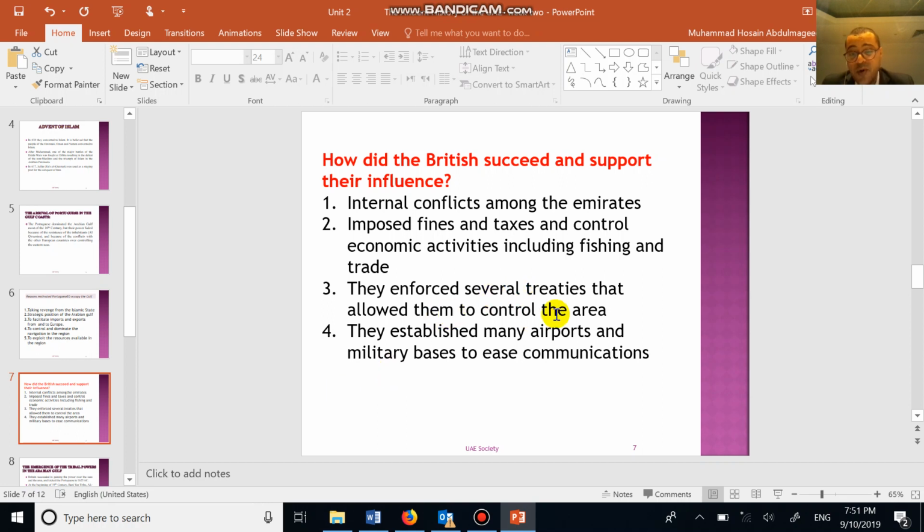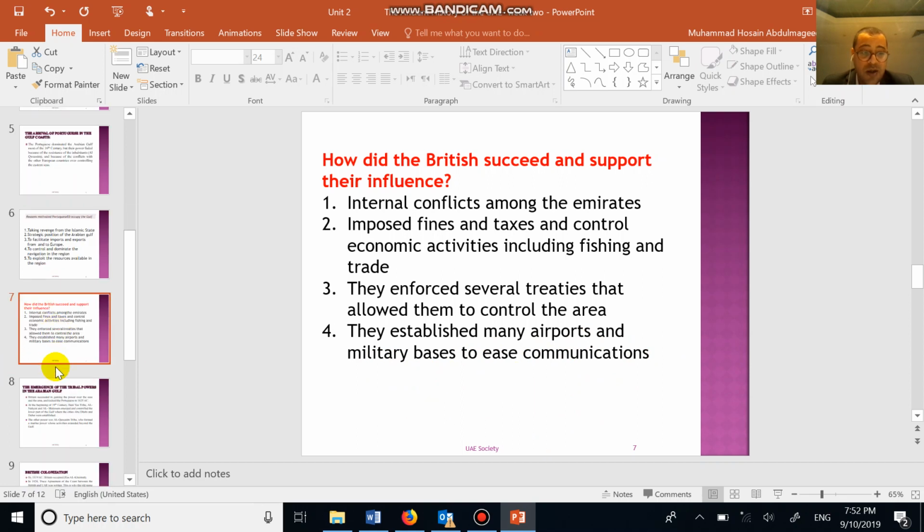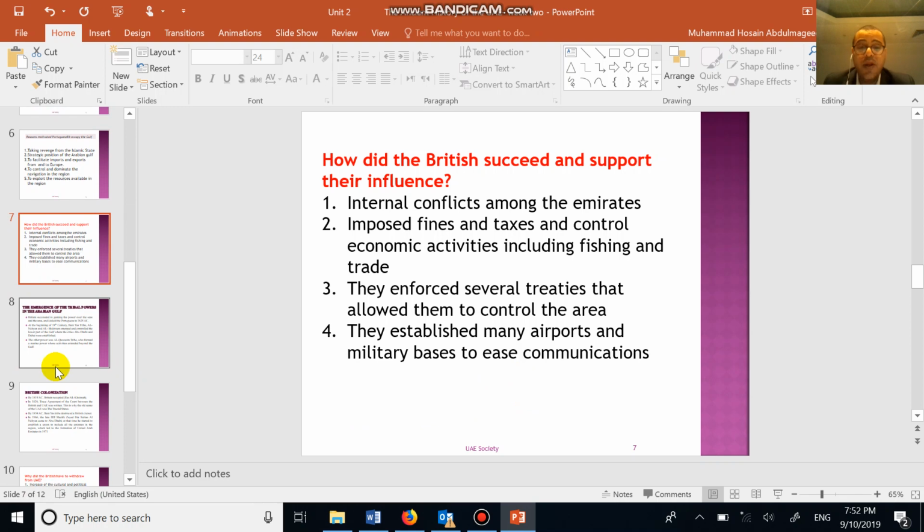Number three, they enforced several treaties that allowed them to control the area, so that it was a peaceful place. Let's say they wanted peace for themselves, so they had treaties. They established many airports and military bases to ease communication. As long as we have military bases, it means they had to control the area and the people, and to ease communication among the military bases, the airports, and the army.